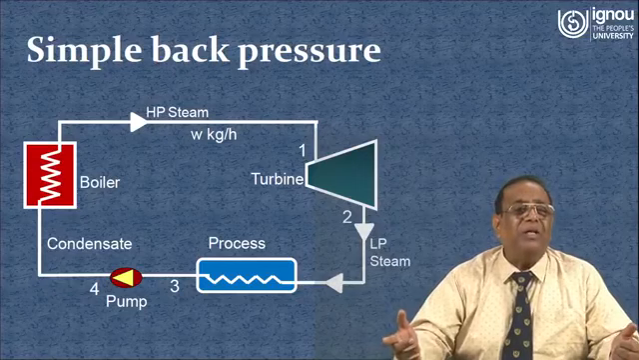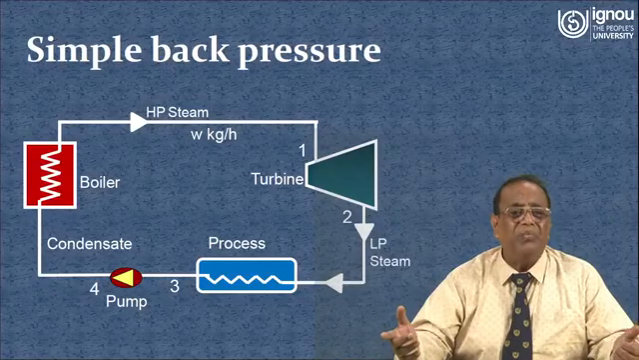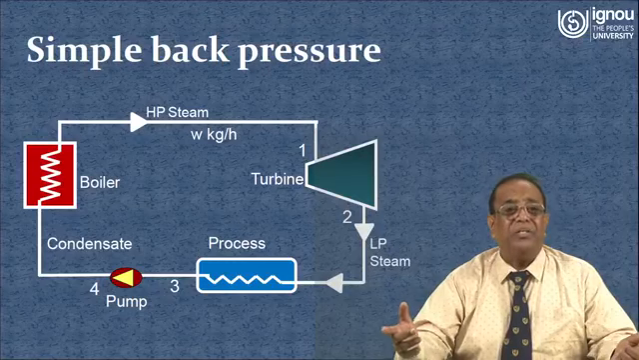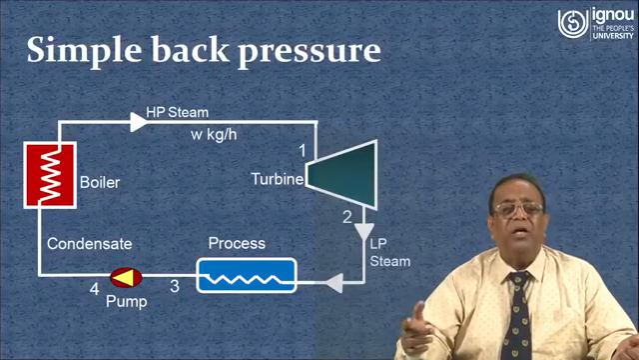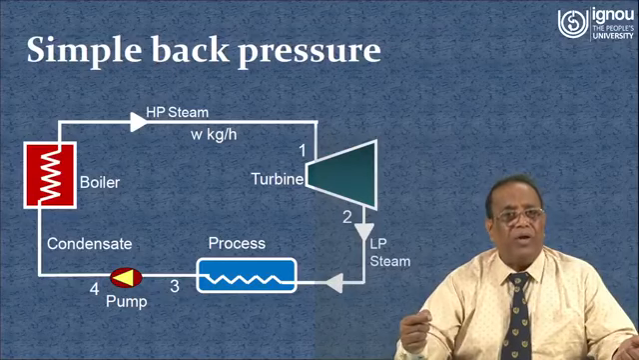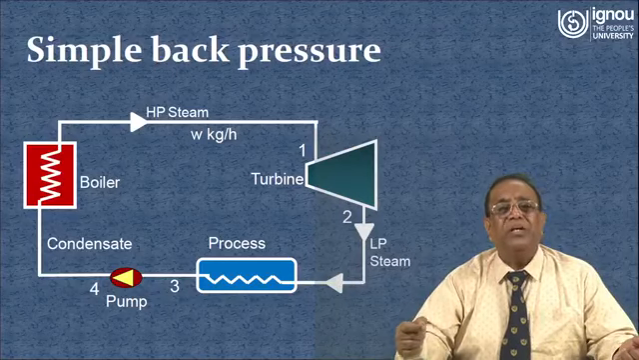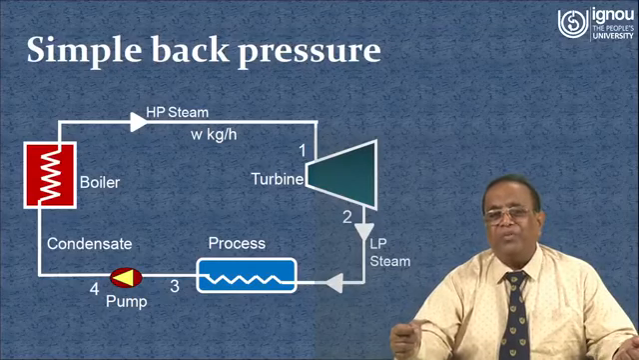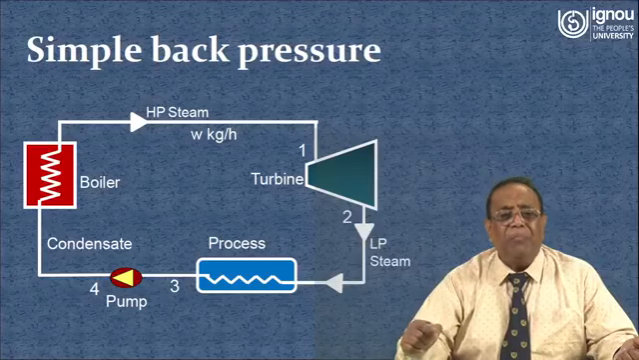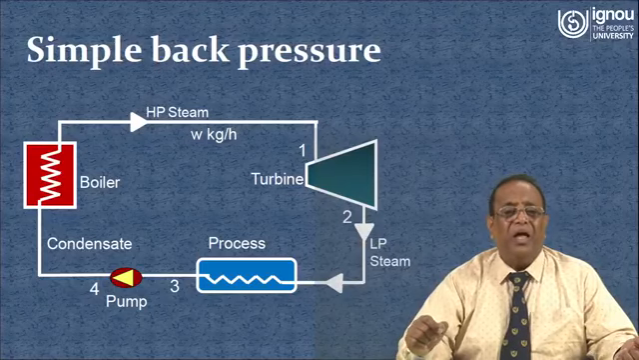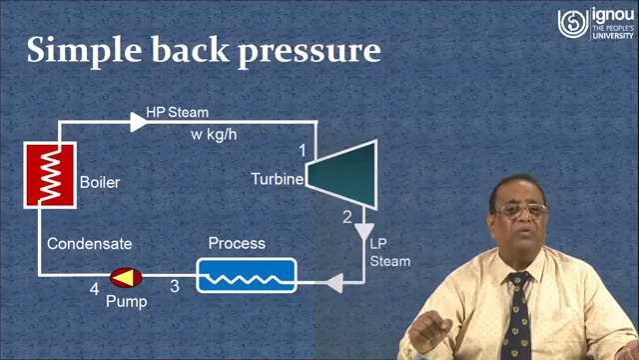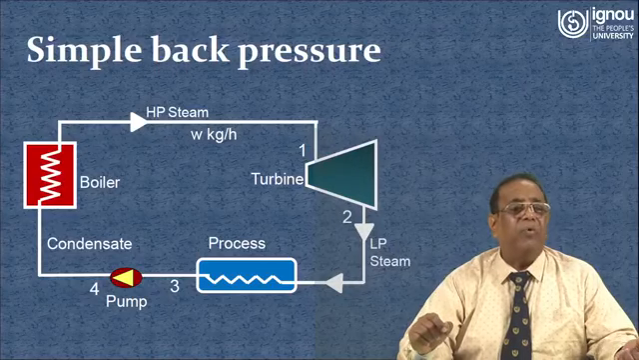In this case the boiler generates high pressure high temperature steam. That steam enters the turbine at point 1. Here the numbers are given: the entry point of the steam into the turbine is point 1, and point 2 is the exit point of the low pressure low temperature steam, and at point 2 it enters the process heater. Point 3 is the exit point of the process heater, which is also the entry point of the pump, and point 4 is the exit point of the pump and entry point of the boiler.